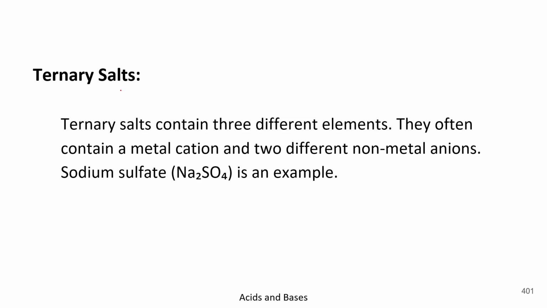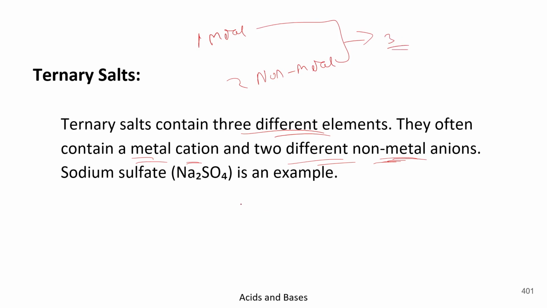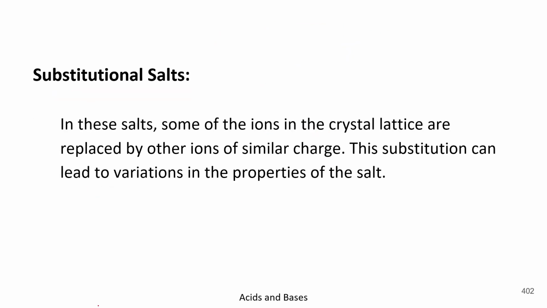Got it? Now the ternary salt has three different elements: two different elements may be non-metal anions and one will be a metal cation. So you can say one will be a metal and two will be non-metals, and all combined together make a three. Got it? If such a condition happens, it is a ternary salt. The best example of it is sodium sulfate.